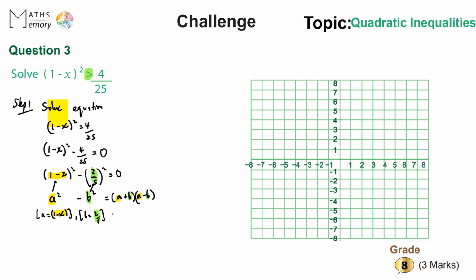We could say that 1 minus x, which is a, plus 2 over 5, which is the b over here, the whole thing, times a, which is 1 minus x again, but minus b, which is minus 2 over 5. This thing is the same as this over here, equaling 0. They're both the same, because this is dots at its best over here. This whole thing is dots.